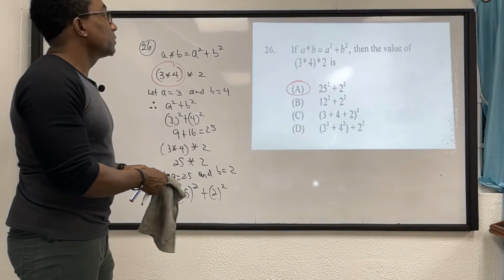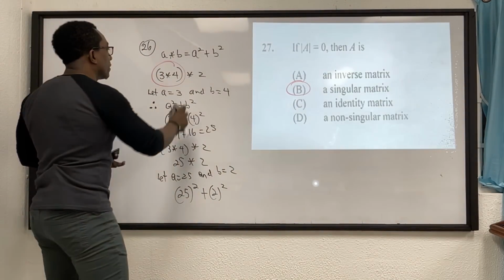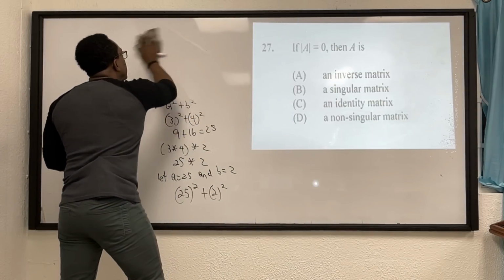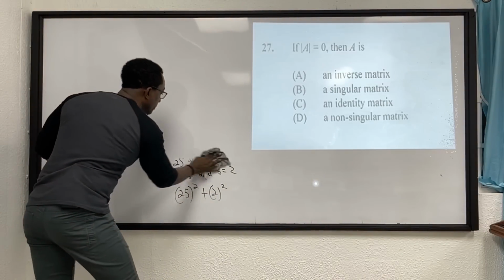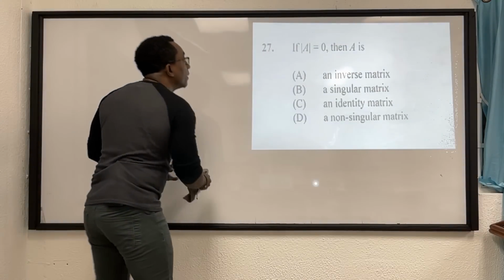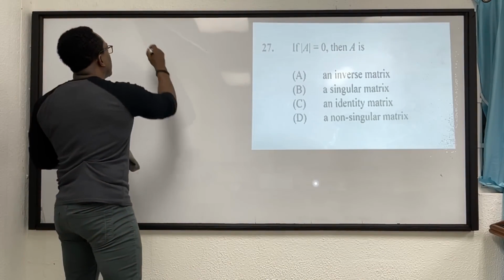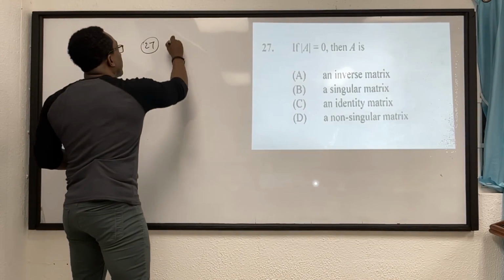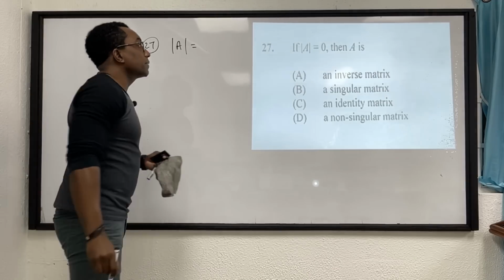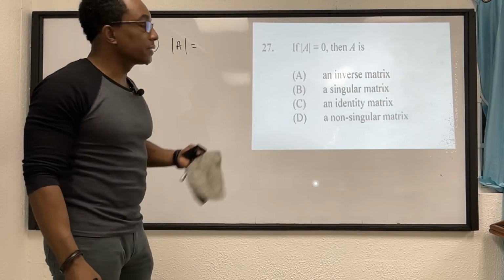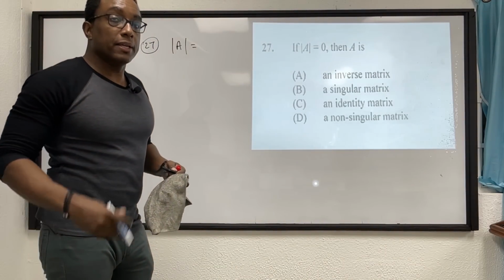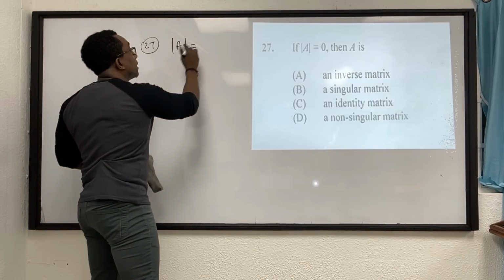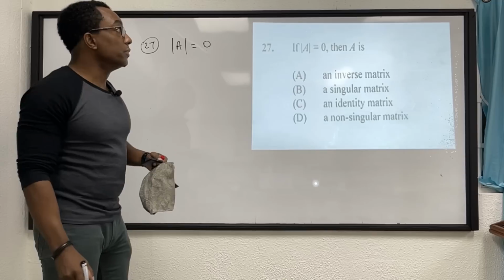Let's move on to question 27. So 27, it states here, if, and we must understand when we see these two parallel lines on either side of that variable A, in matrices it represents the determinant. So this means the determinant of A is equal to 0.